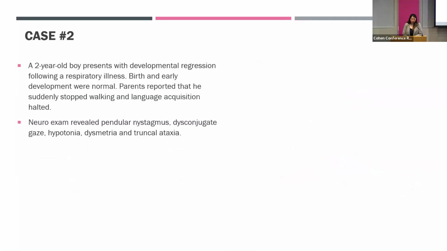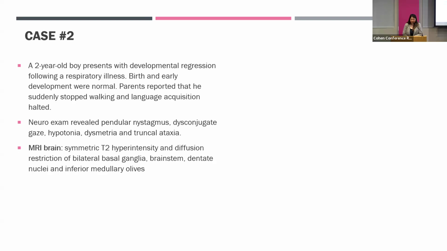All right, so case 2, this is a 2-year-old who presented with developmental regression after respiratory illness. Birth and early development were normal, and the parents reported that he suddenly stopped walking and his language acquisition halted. And his neuro exam, I will gloss over, was abnormal.